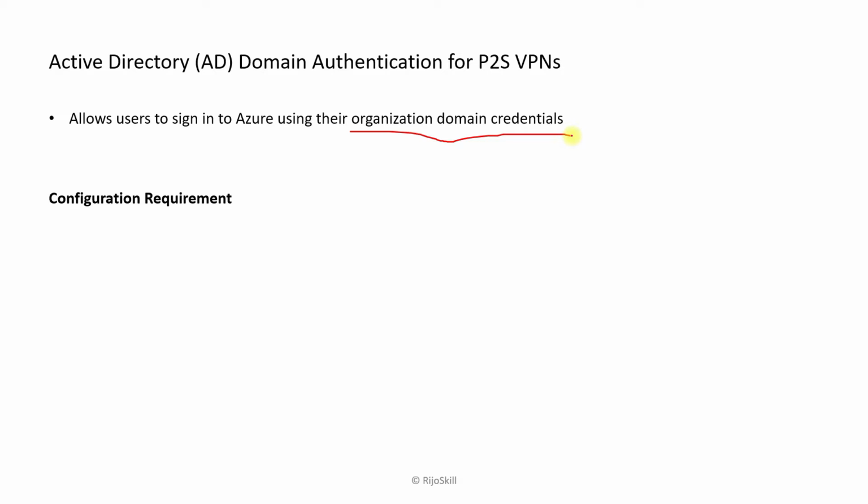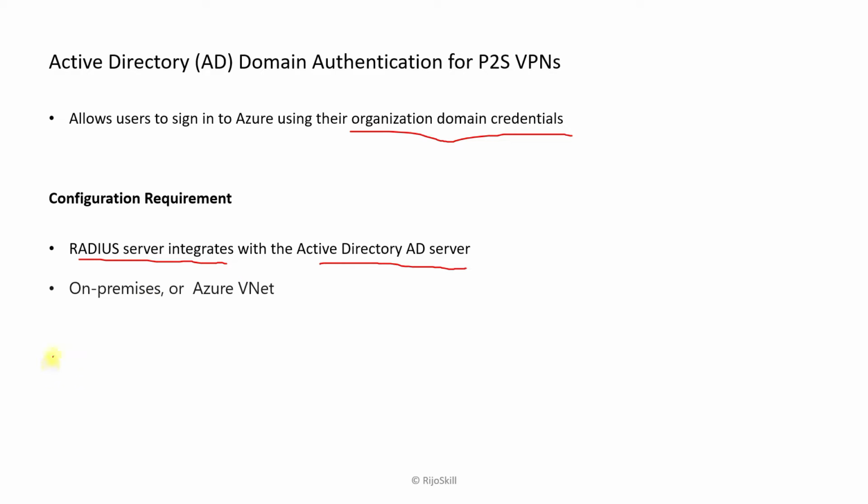So what is the configuration requirement? You need a Radius server integrated with your Active Directory AD server or domain controller, and you can install your Radius server or Active Directory either on premises or in an Azure VNet. And if you install your Radius or Active Directory on premises, you require a site-to-site VPN connection.